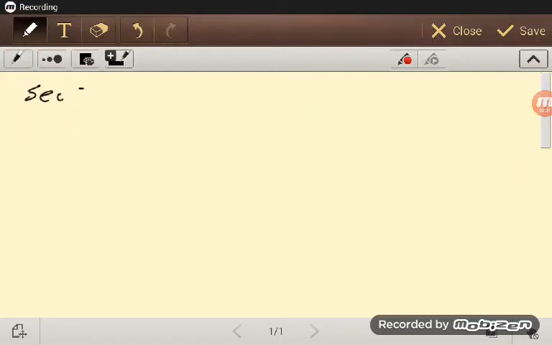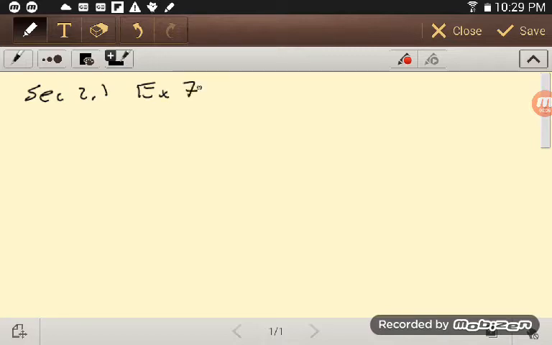So, section 2.1, exercise 73. I think at the end of exercise 70, I said something about doing exercise 30. I don't know. I was just kind of all messed up on that.